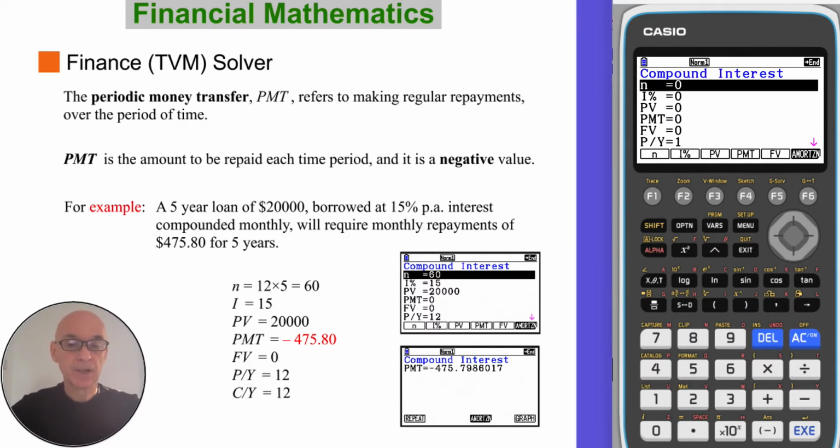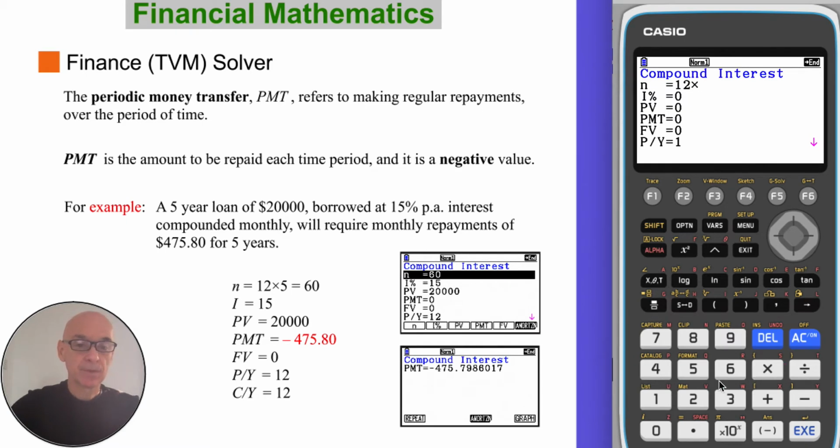When using the Finance Solver application to solve amortized loan problems, your method should be to write down the values of the 6 variables that you enter into the calculator, as shown in this example. For the total number of repayment periods, you can either enter 12 times 5 or you can simply enter 60. For the interest rate, just enter 15. For the amount borrowed, we enter positive 20,000.